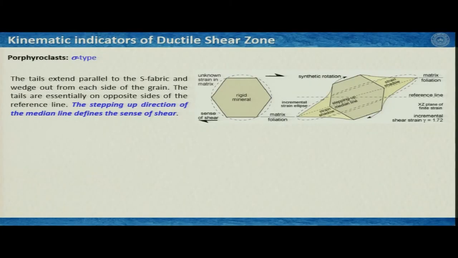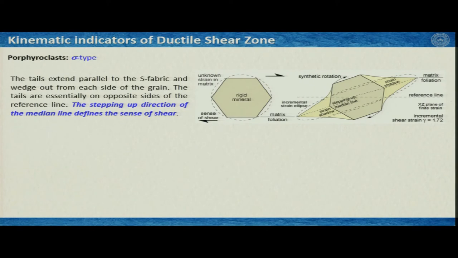So from this, we'll now take the sigma type and delta type structures and how they are useful in figuring out the kinematic sense of the shear zones. We'll see one after another. First, the sigma type structure. The tails of the sigma clasts extend parallel to the S fabric and wedge out from each side of the grain. The tails are essentially on opposite sides of the reference line, and the stepping up direction of the median line defines the sense of the shear.